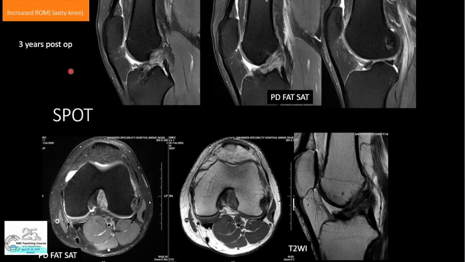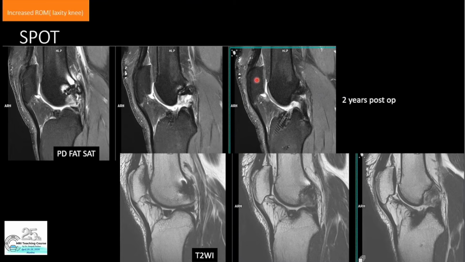Once again, spot diagnosis. 3 years post-op. So this kind of a graft appearance is not allowed. So this is a partial thickness tear. The femoral tunnel is okay, the tibial tunnel is okay, but still the graft has undergone a partial thickness tear. Another case, more than 2 years post-op, but the graft is just not seen properly. So it's a full thickness tear of the graft. So you can have normally positioned femoral tunnels, normally positioned tibial tunnels, but still the graft can fail because of poor quality of the graft tissue.